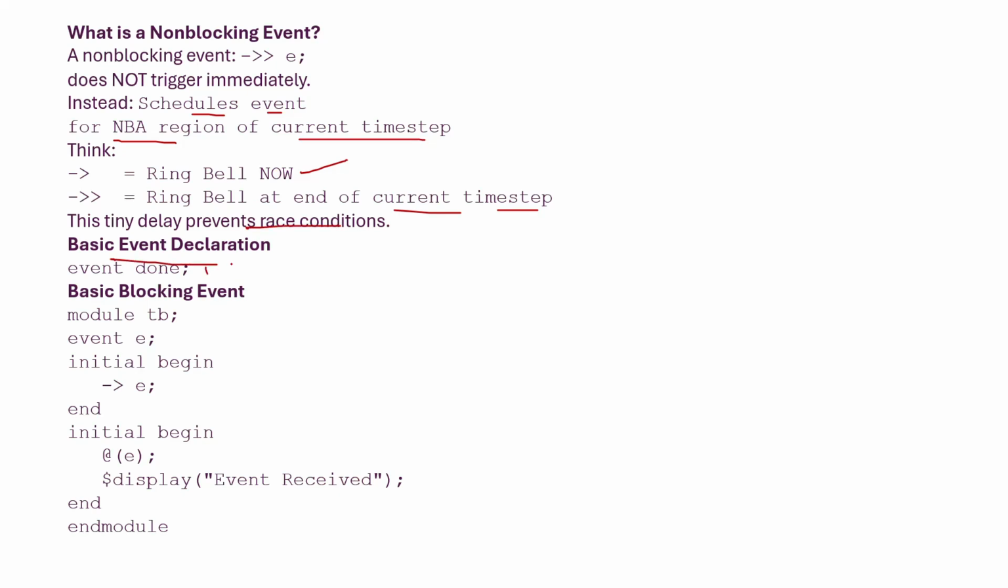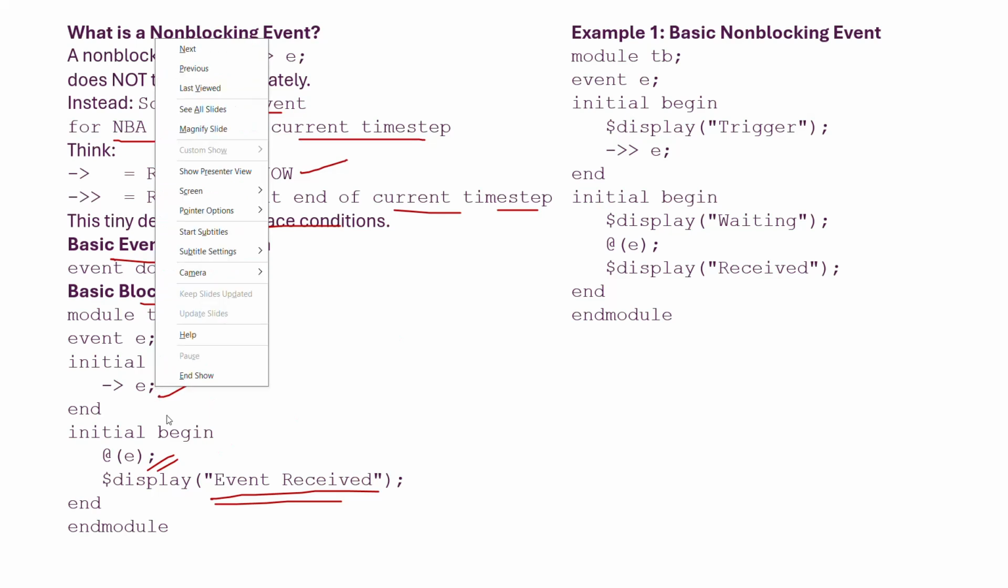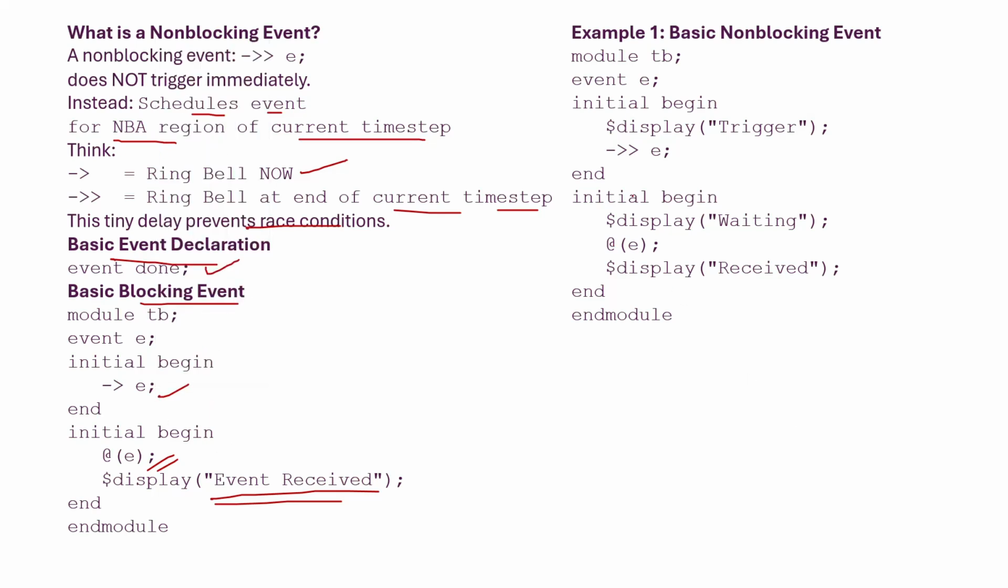Then the basic event declaration and blocking case: if both are happening at the same time, the event will be triggered, but receiving is not happening because both happen at the same delay time. That will not happen in real time. Here, with non-blocking events, I am waiting at the same time. Will I receive the event here? Definitely will receive it, because the waiting will be there.